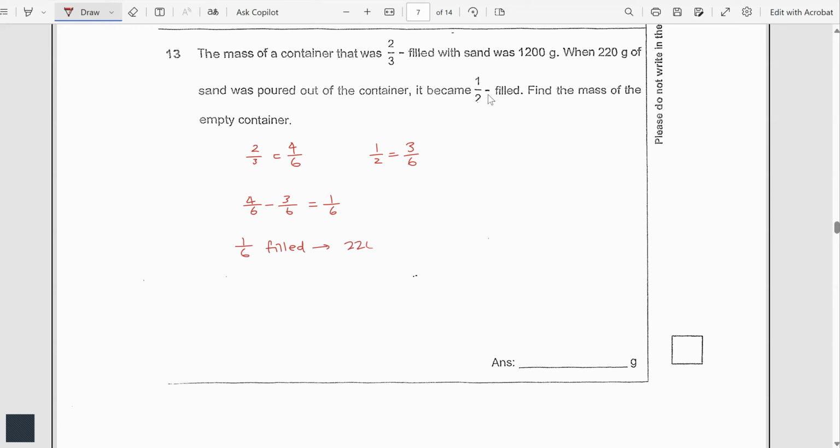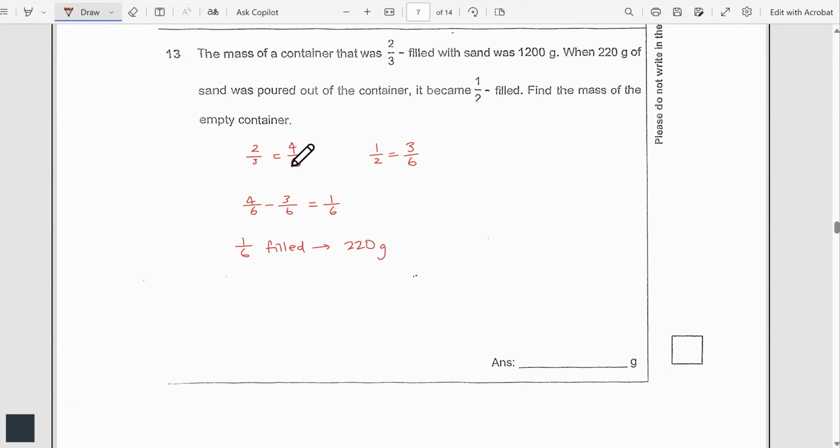would mean 220 grams. So I want to find the container. So I need to find the amount of sand, either when it's 2/3 filled or half filled. And then I minus it off to find my container. Sorry, okay, I should find 2/3 because when it's half filled, the mass of the container was not given. Okay, let's find two-third.